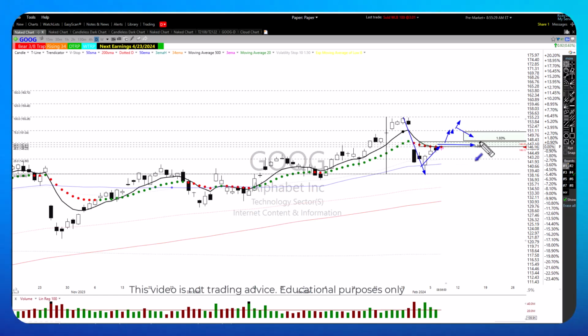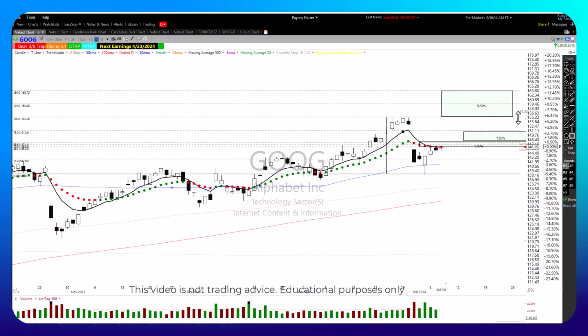So when we find that support, what I'm planning on is buyers will like it on this pullback, and buyers will start buying it. That will be my trigger to start buying. And then I will look for Google to move up into this area for a swing trade. That's what I'm going to do, swing trade here, okay?